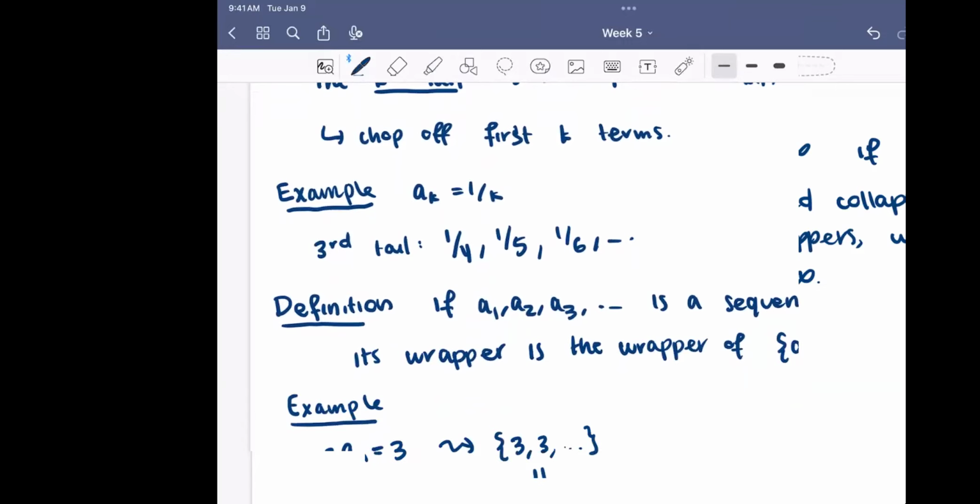Right? Because all a set knows is whether the element is in there or not. It doesn't know how many times it's in there. And then we're just taking the wrapper of this, which you could say is the interval from 3 to 3. But as a set, this is also just the same thing as the singleton containing 3, because 3 is the only thing in there.